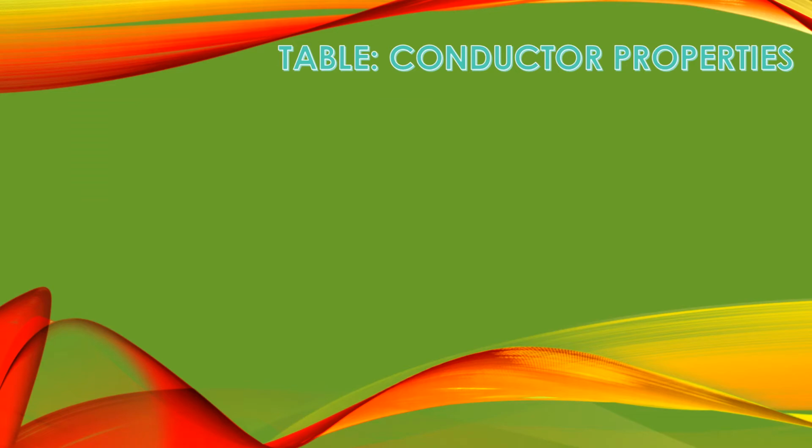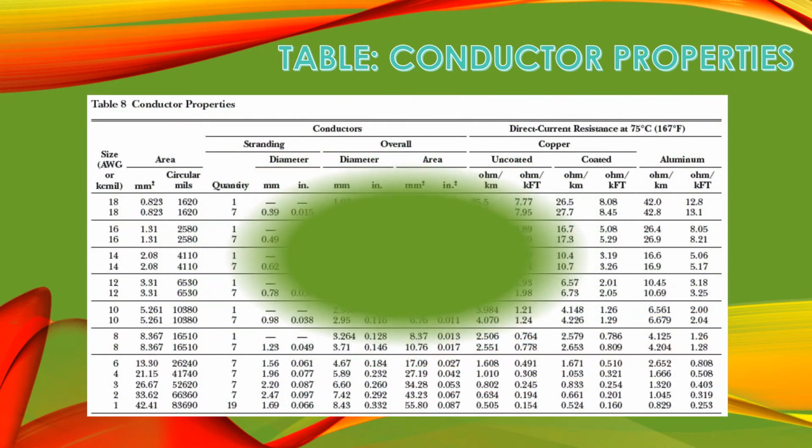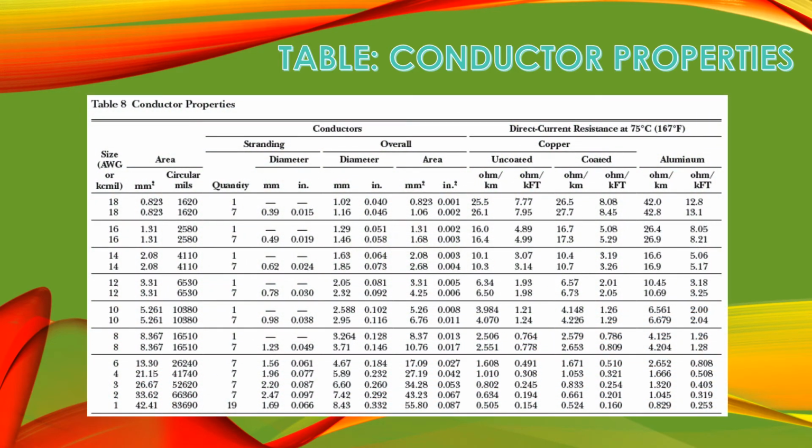Now, there is a table in the NEC called Conductor Properties. This is Table 8, Conductor Properties. We can see here some columns like size of wire, area in circular mils, conductors, and DC resistance. So how are we going to use this table? In this portion of the table, the size is the size of the conductor, and the area here is the cross-sectional area of the conductor.